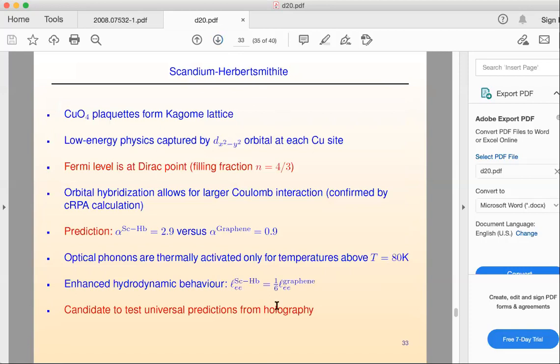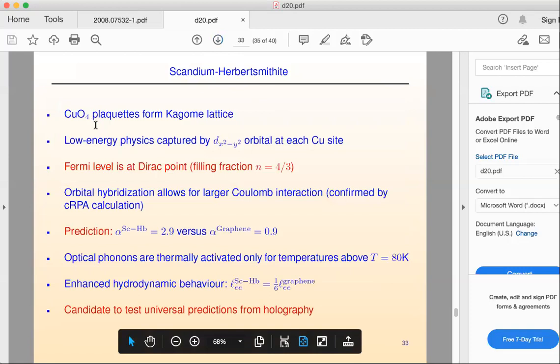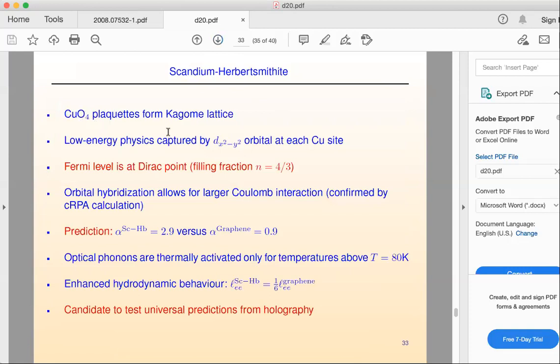Let me summarize what I just said. These copper oxide plaquettes form this hexagonal Kagome lattice, and the low energy physics is captured by the d orbitals at each copper site. That's what the condensed matter theorists used to do this band structure calculation. The key point is that this material should have its Fermi level at the Dirac point, and there is a certain amount of orbital hybridization that allows for a larger Coulomb interaction than in graphene. Our prediction is that the coupling in this material should be about 3 or 3.2 times larger than in graphene.